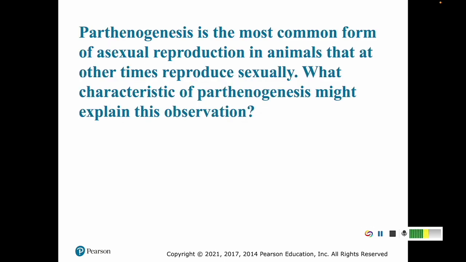So, parthenogenesis, we mentioned that a couple of times already. Parthenogenesis is the most common form of asexual reproduction in animals that at other times reproduce sexually. What characteristic of parthenogenesis might explain this observation?